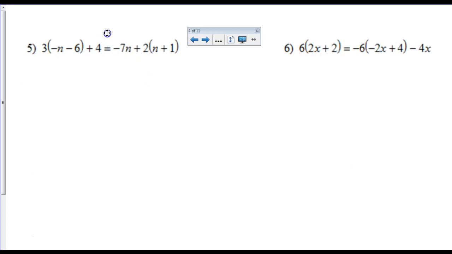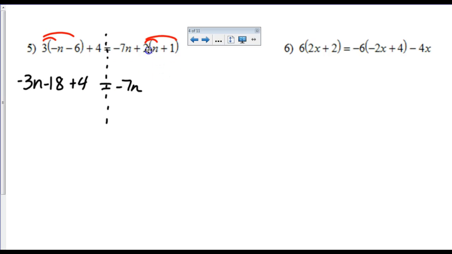All right, these equations are messy. Both sides have some distribution and some simplification before we get going. So I'm going to distribute the 3 to the parenthesis set, and then here, be careful, you're only distributing the 2 to that parenthesis set. So this becomes negative 3n minus 18, and then that's not being distributed here, so it's just a plus 4. This negative 7n, nothing happened, but now we have a plus 2n, and then a plus 2.